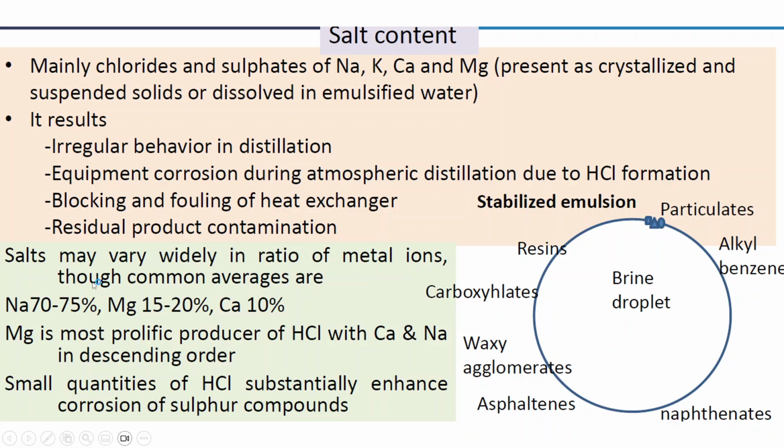So salt can be present in two forms: either in the crystalline state or in the dissolved state in the water present in the crude oil. Salts may vary in the ratio of metal ions, that is, the different amounts in which salts may be present: sodium 70 to 75%, magnesium 15 to 20%, and calcium 10%. Magnesium is the most prolific producer of HCl, with calcium and sodium in descending order. Even the smallest quantity of HCl present can substantially enhance corrosion.